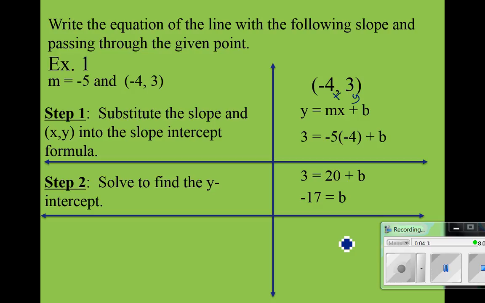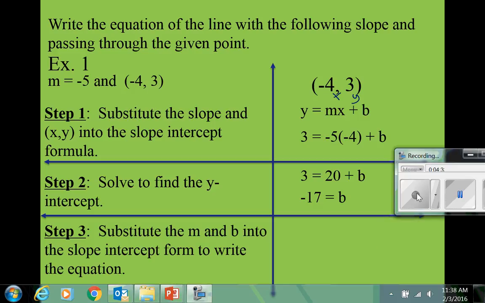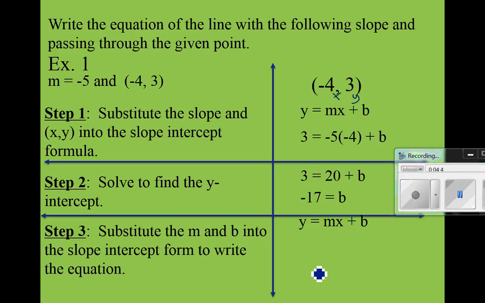You have all of the information you need. All we needed was the m and the b. So for step 3, we're going to substitute them in the slope formula to write the actual equation. So let's write the slope-intercept formula. Y equals mx plus b.